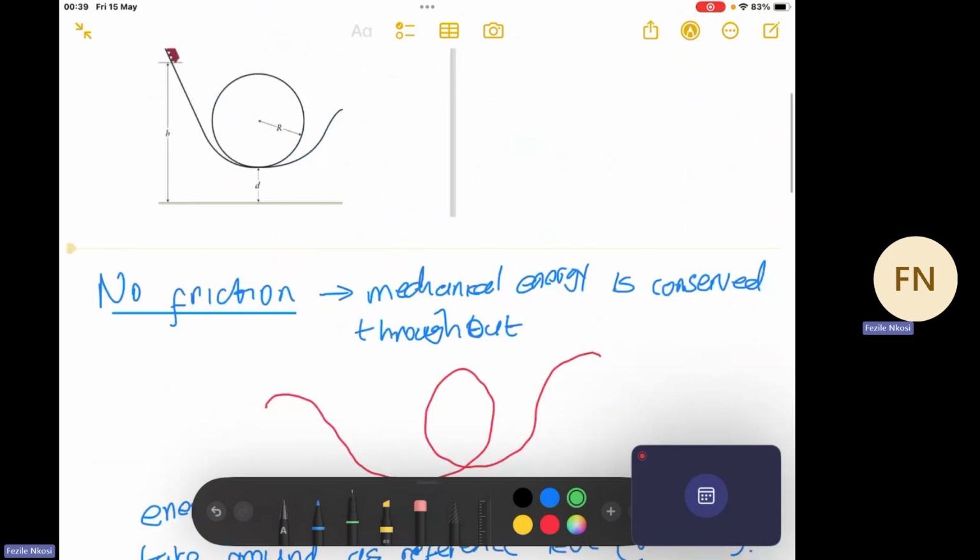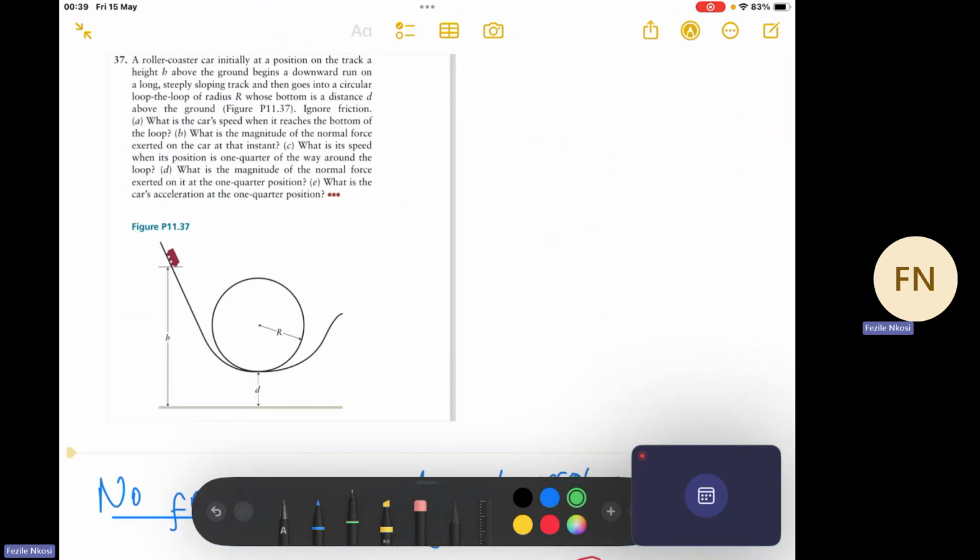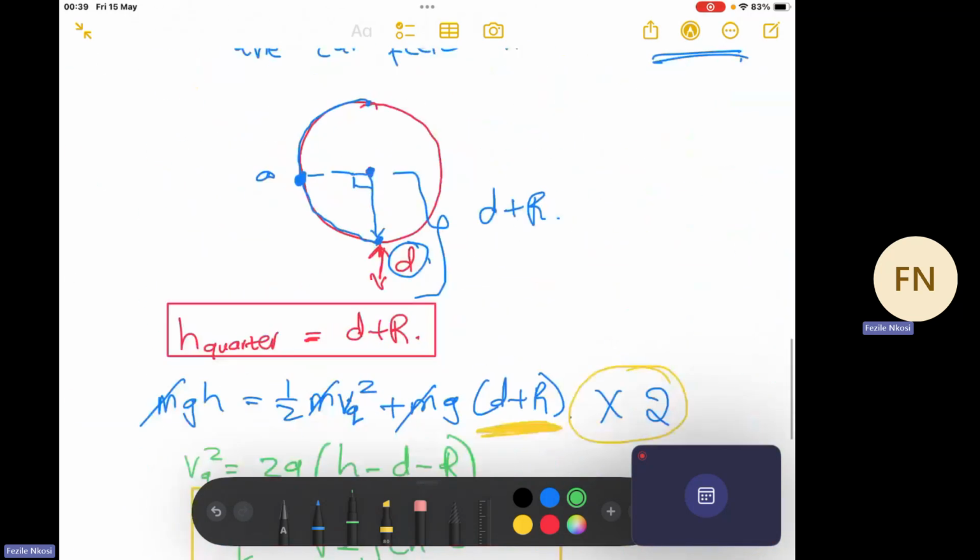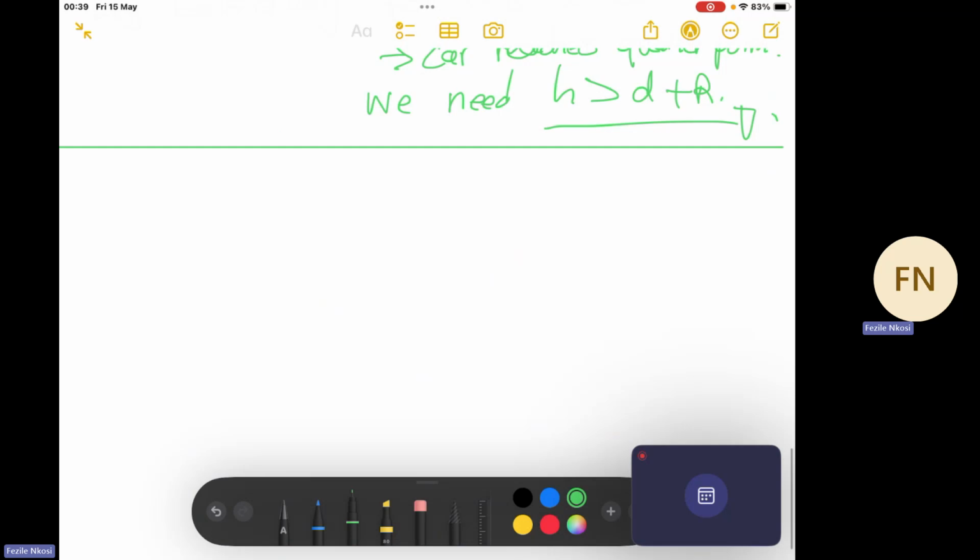I think there's another question. I don't think C is the last question. Oh, what is the magnitude of the normal force exerted on it at the quarter position? And then E says, what is the car's acceleration? Guys, this is all going to be the same. Let's see though. Okay, thing is, I don't want to keep doing the same thing. This question is rated 3 out of 3, which means it's one of the difficult questions.